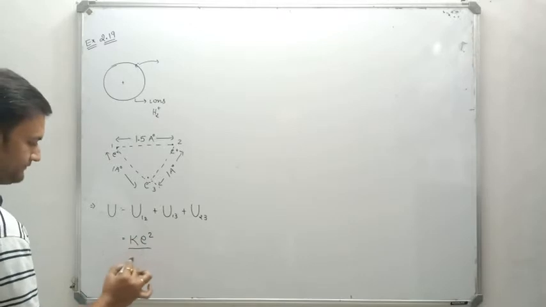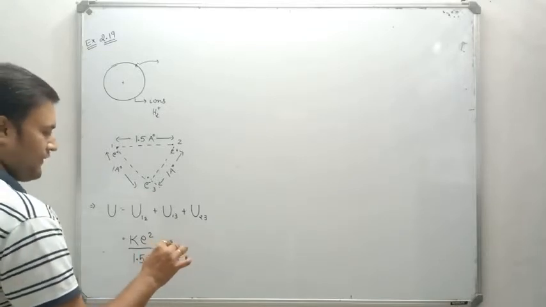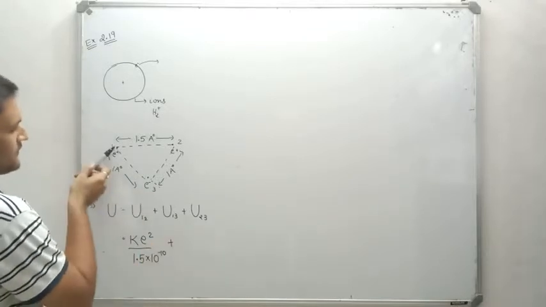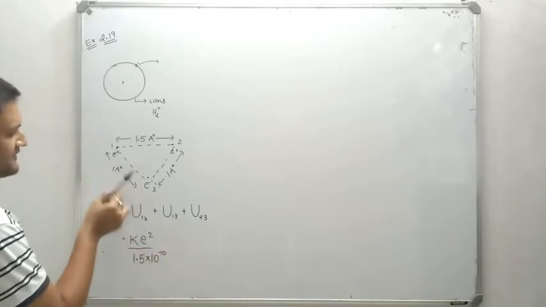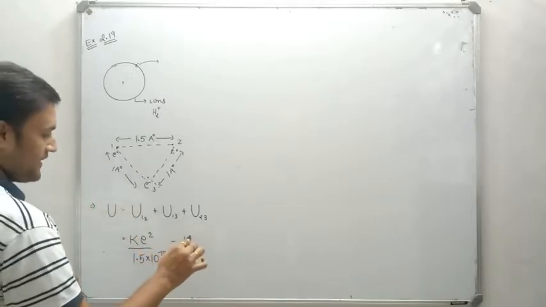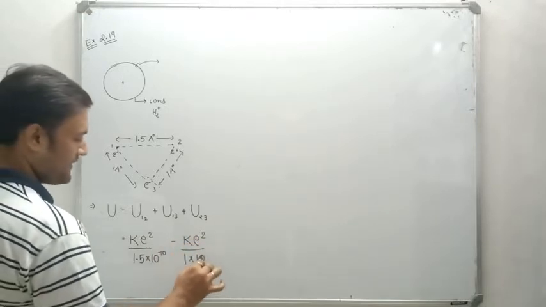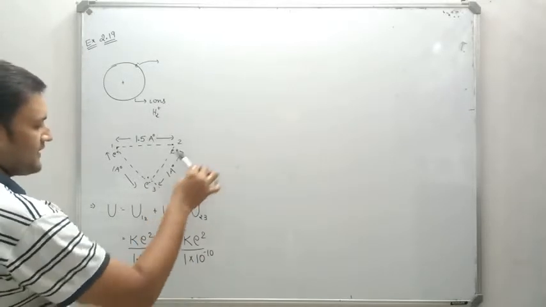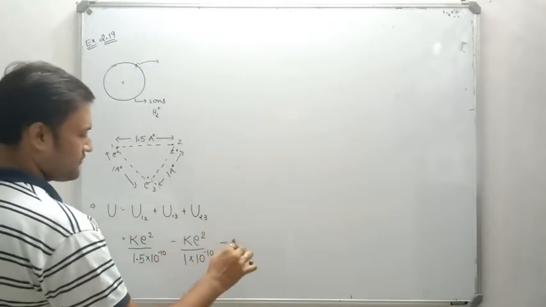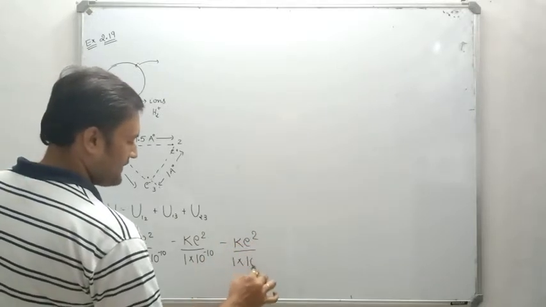So U12 is k e square over 1.5 into 10 raised to minus 10, plus U13, the electron and proton. Here there is a minus sign because of e plus and e minus. So minus k e square over 1 angstrom, 1 into 10 raised to minus 10. After that it is 2-3, so minus k e square over 1 into 10 raised to minus 10.